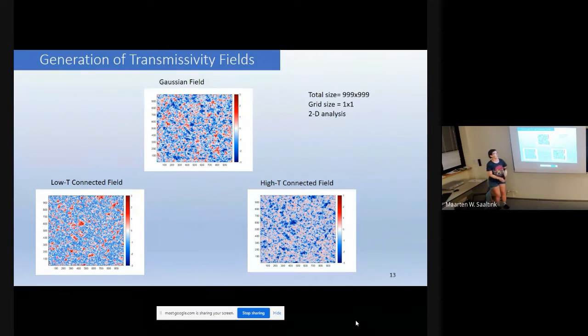We see examples of these fields. On the color bar, the red represents the high transmissivity values and the blue represents the low transmissivity values. In Gaussian fields, they are like a mix, but in low transmissivity connected, low T connected fields, the low ones, the blues, are connected, and for the high T ones, the reds are connected.